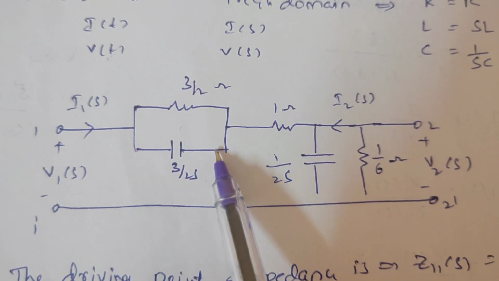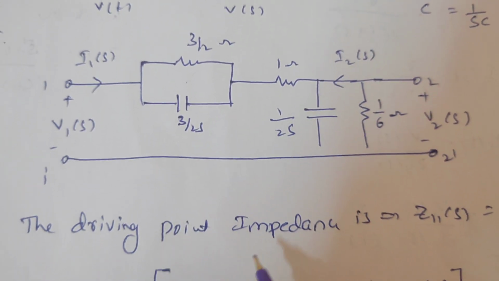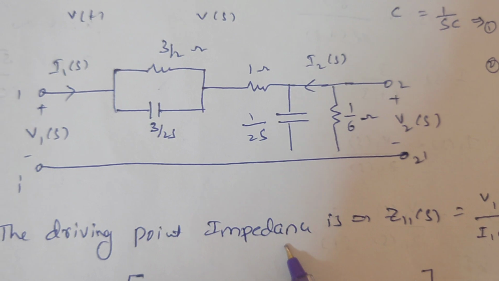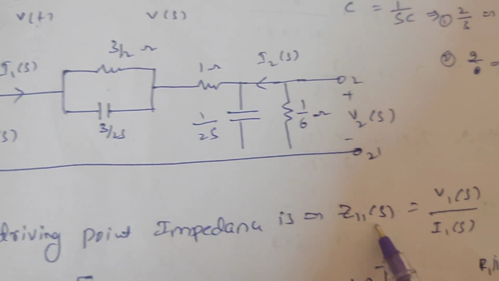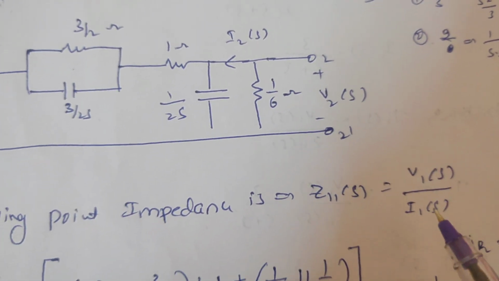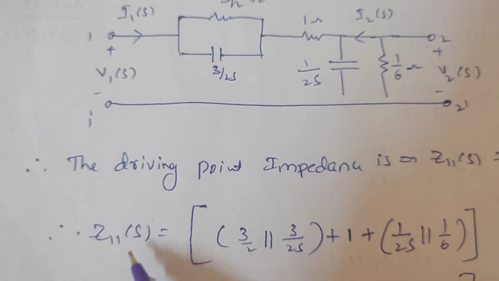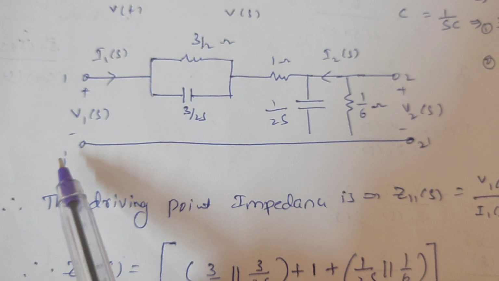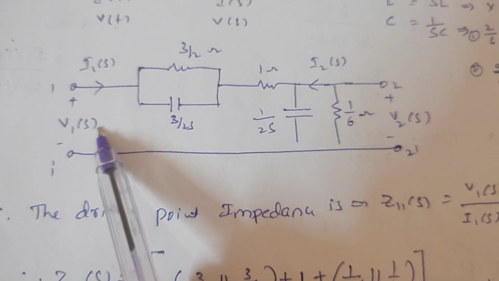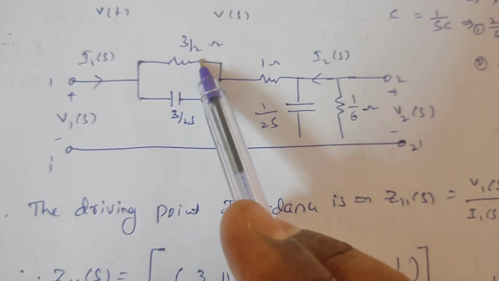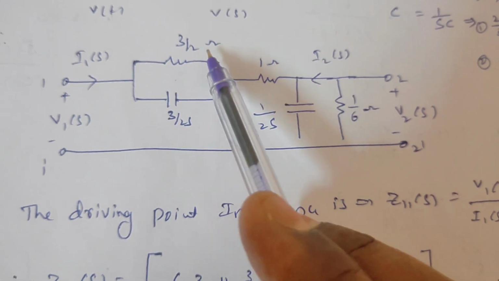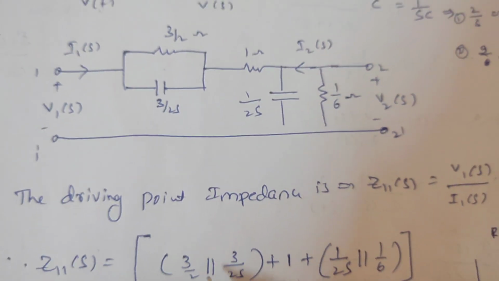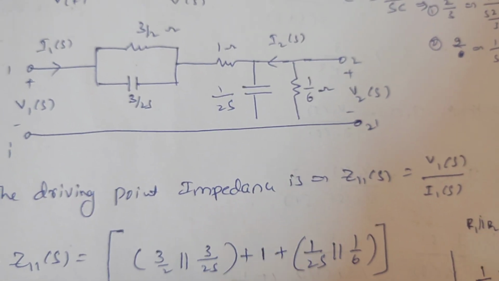From this transformed network, we are going to find the driving point impedance value. We know the driving point impedance is Z11(s), which is equal to V1(s) by I1(s). So I am finding the driving point impedance at port 1. Here these two impedances are in parallel, the 3 by 2 in parallel with the 3 by 2s value.